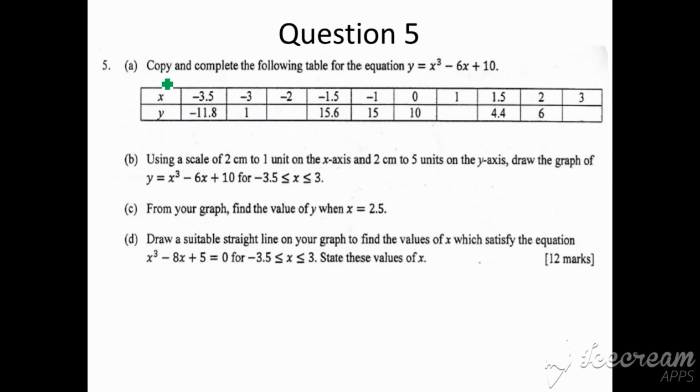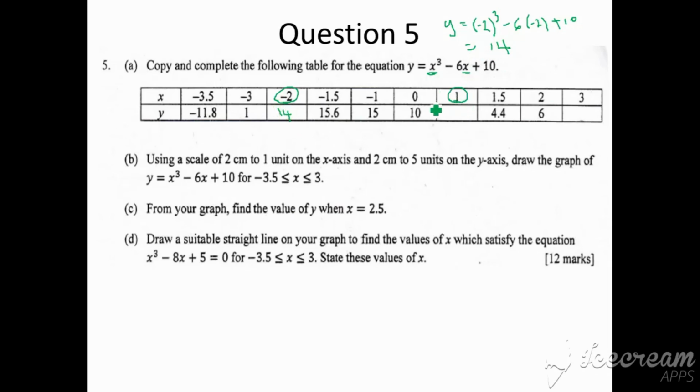Okay, 5a. Complete the following table. So when x equals negative 2, you just need to substitute negative 2 into this equation. Okay, so you have y equals negative 2 cubed minus 6 times negative 2 plus 10. You substitute x with negative 2. So use your calculator, then you will get 14. So the first answer is 14.